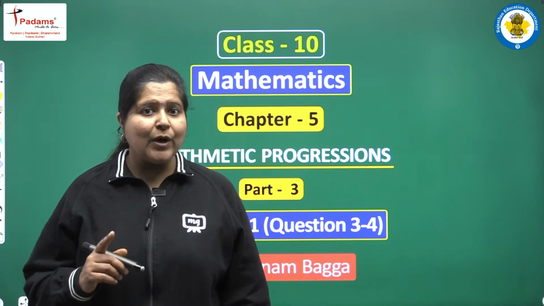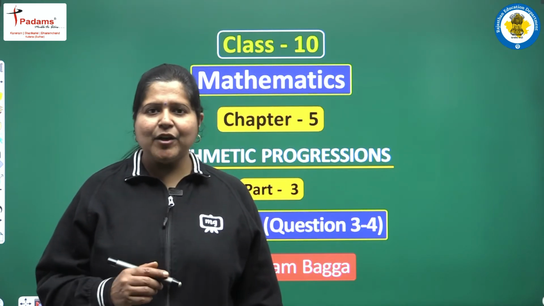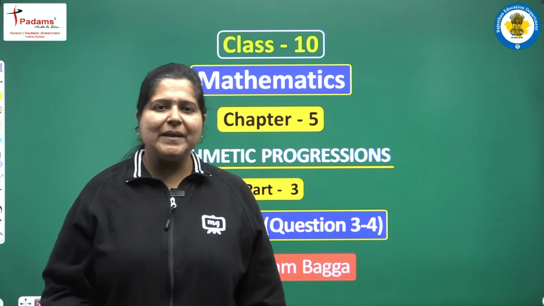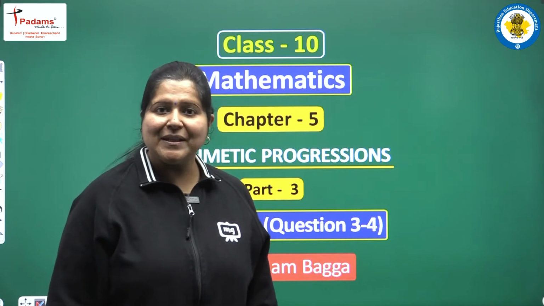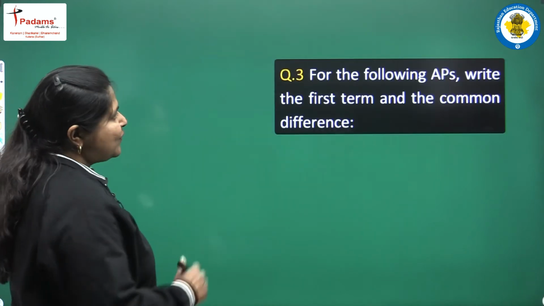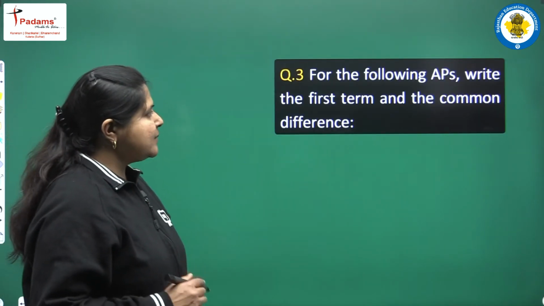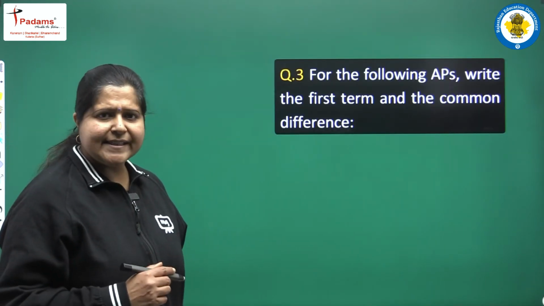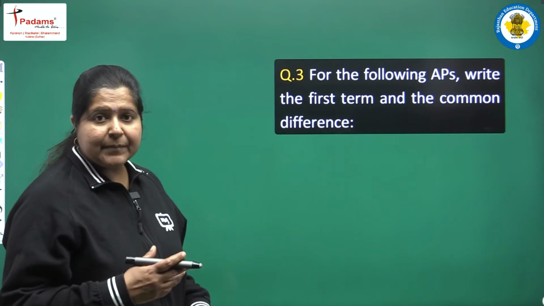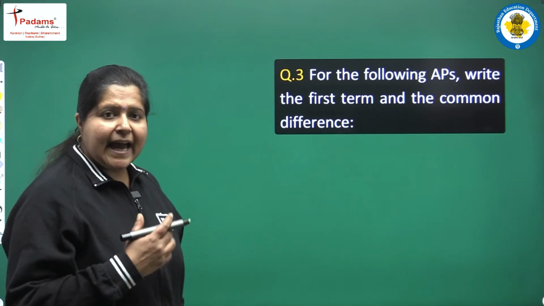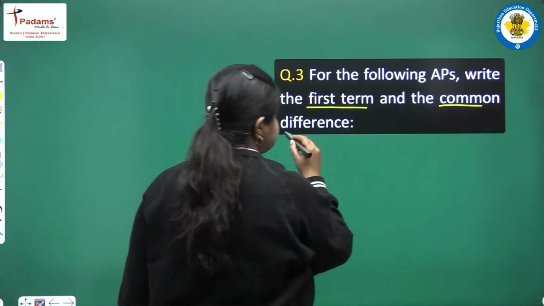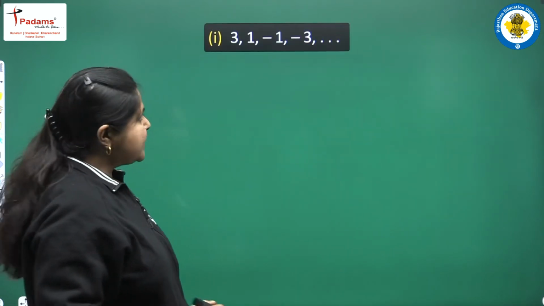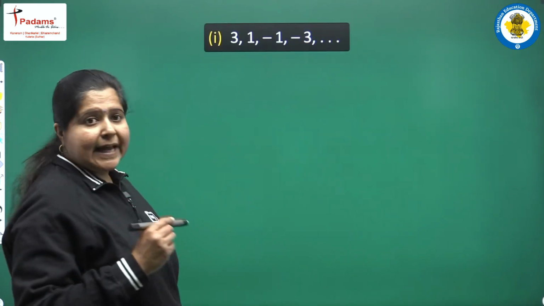And in case you have missed it out, just take your pen and paper and sit along with me and do these questions as we start here with question number 3. For the following APs, write the first term and the common difference. That's very easy. Here we have been given some arithmetic progressions, and we have to find the first term and the common difference. So let us take the first one, 3, 1, minus 1 and minus 3.